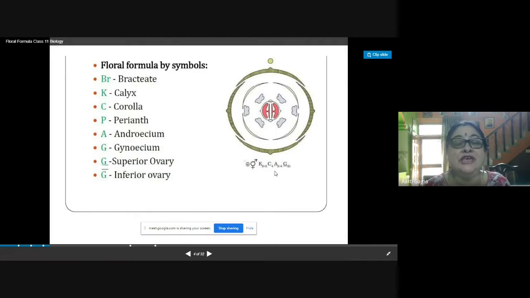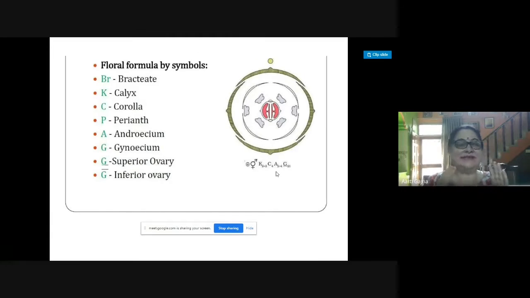Then capital C is for corolla, and for the corolla they have written 4. That means 4 petals are there. Then P we use for perianth. Here in this flower, P is not written. That means K and C are separate, because if K and C are separate, the perianth is not there.